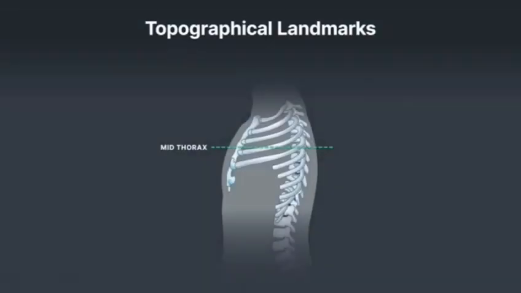Topographical landmarks used for positioning patients for a chest X-ray include the vertebral prominence, the jugular notch, and the inferior angles of the scapulae. The vertebral prominence is the spinous process of C7 and can be palpated on most patients by applying light pressure with the fingertips at the base of the neck. This can be helpful when positioning a patient for the postero-anterior, or PA, chest projection.